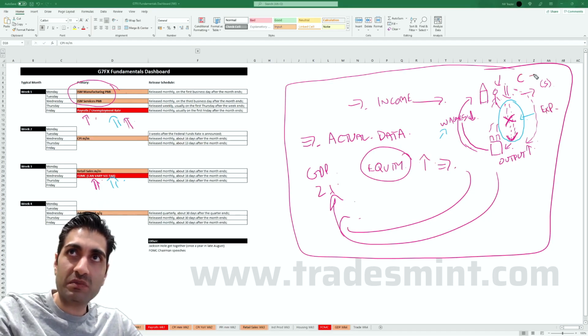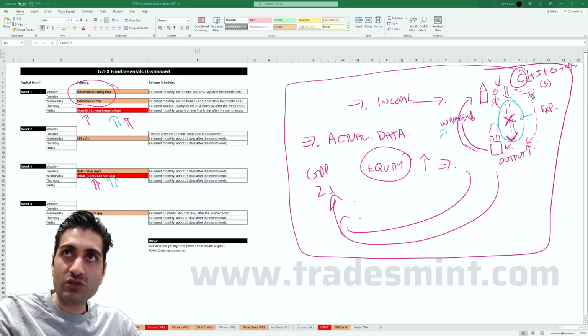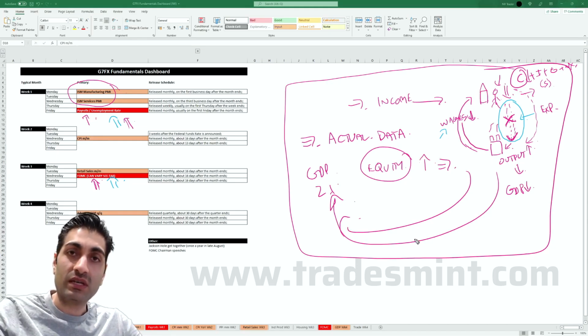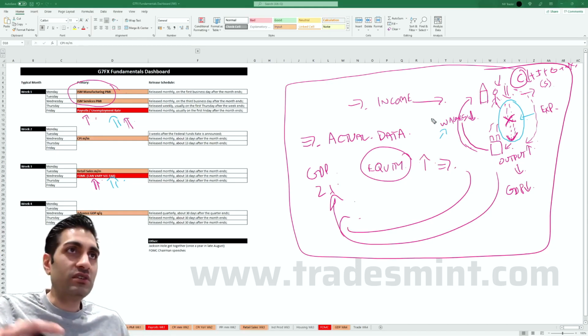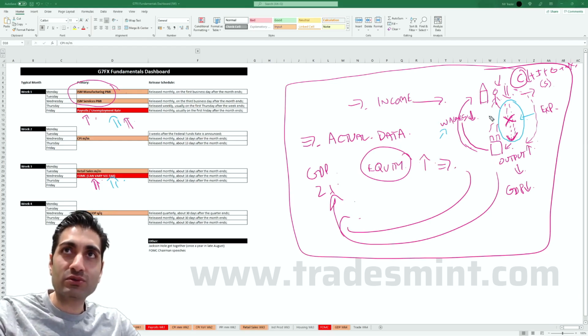Expenditure. Do you remember C plus I plus G plus net exports? C, consumer spending, is going to go down, right, if wages go down. If consumer spending goes down, what happens? Output goes down. What happens to GDP? It goes down, okay?